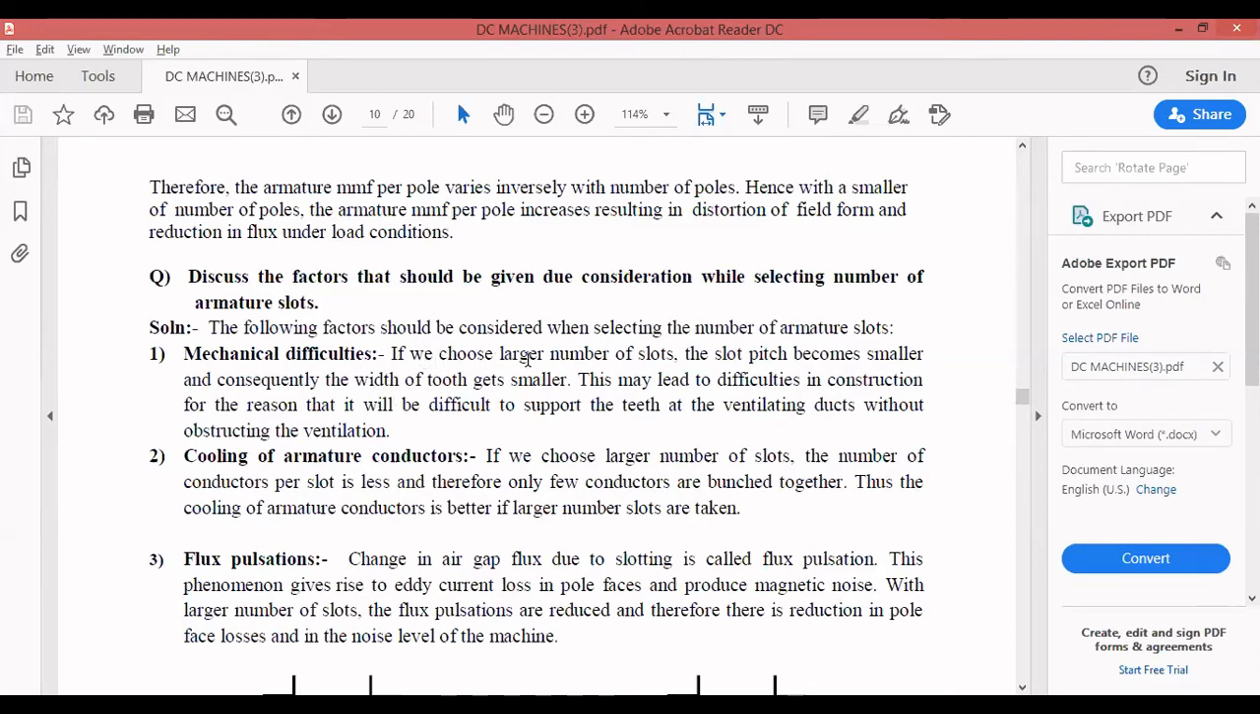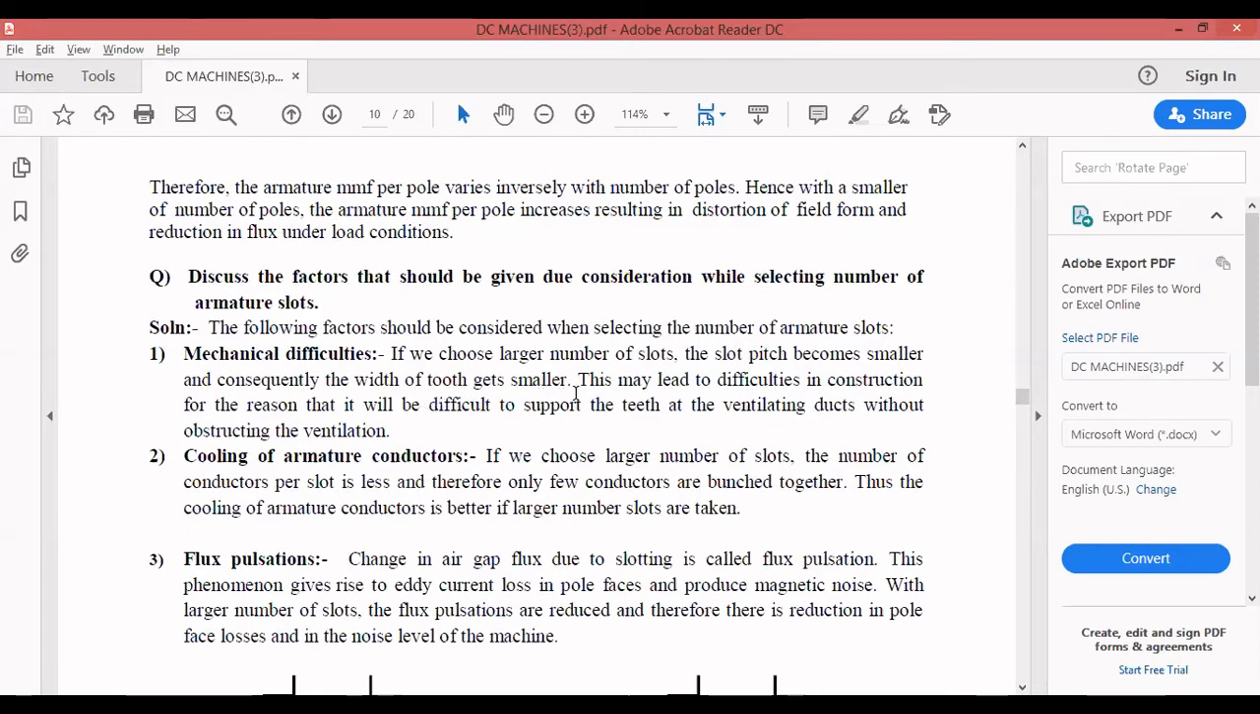Now see here, if you choose a larger number of slots, the slot pitch becomes smaller. So if you go for a larger number of slots, the slot pitch, from the center point of one slot to the center point of the other slot, will become smaller. Consequently, the width of the tooth gets smaller.